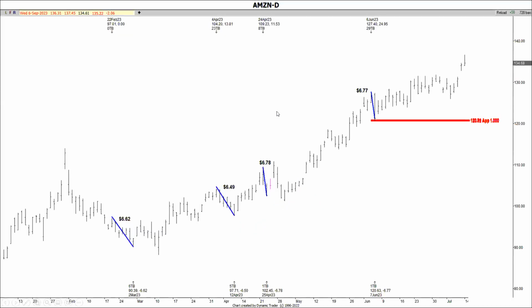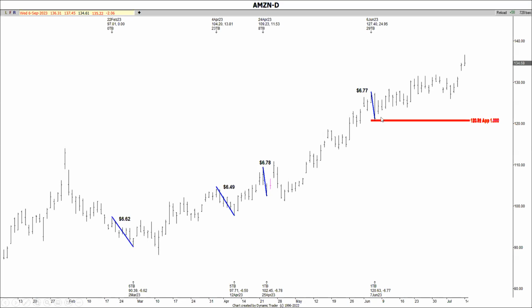Here is Amazon, okay? This was an actual setup I had in Amazon on June 6th. It's my birthday. June 6th, I projected from that high these previous swings. The high from 22nd of February to the low of 2nd of March is $6.62. The high from the 4th of April to the low of the 12th of April, $6.49. The high from the 24th of April to the low of the 25th of April, $6.78. High, low to the more recent high on the 6th of June.